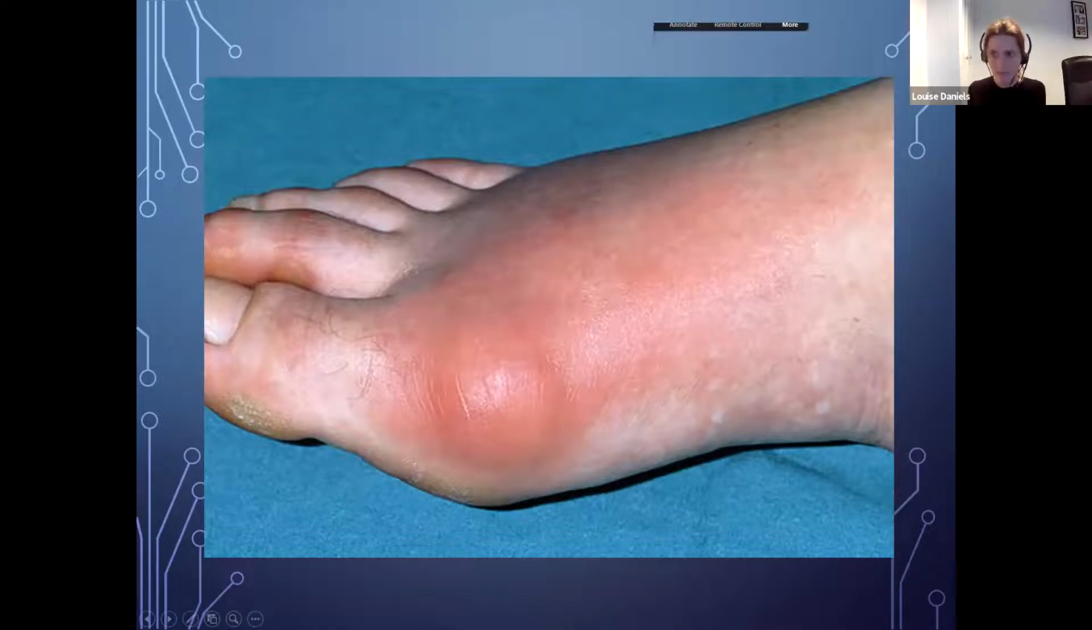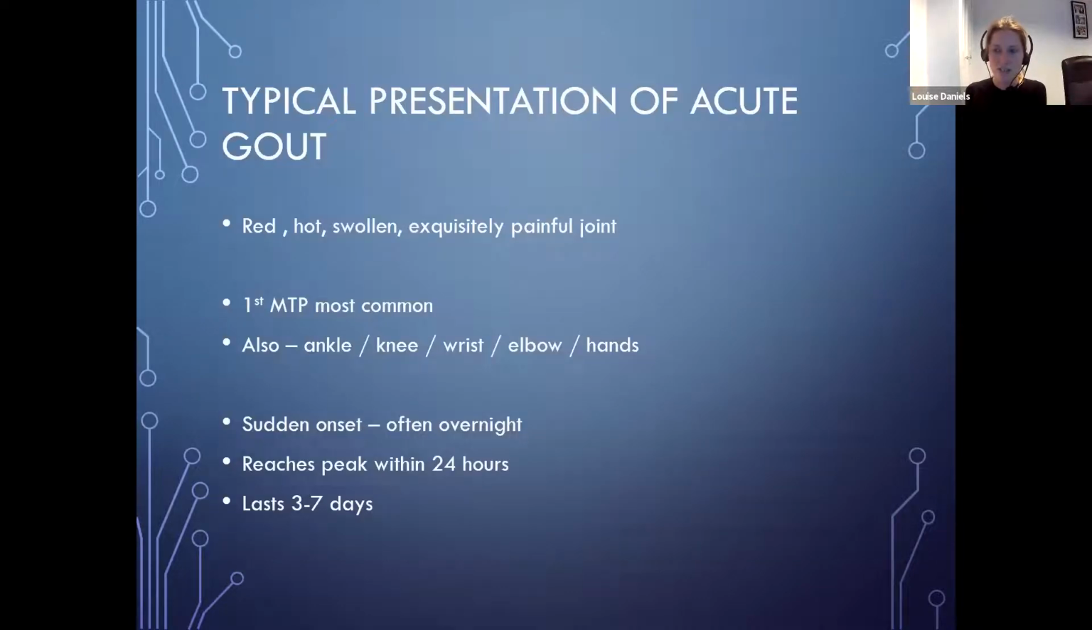So this is the most commonly affected joint affected by gout, but by no means the only joint. So patients will often describe very sudden onset of pain. It often happens overnight and it peaks within 24 hours. So they don't very often give a history of pain for a long time. It comes on quite acutely. It gets very intense very quickly and will last for 3 to 7 days. The joint is red, hot, swollen, and exquisitely painful to the point that they can't bear anything to touch the joint, including often the bedclothes, the duvet.